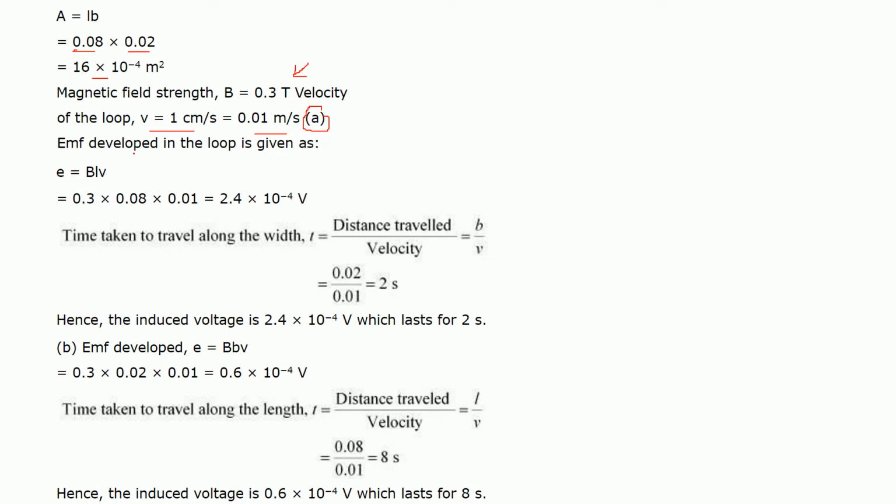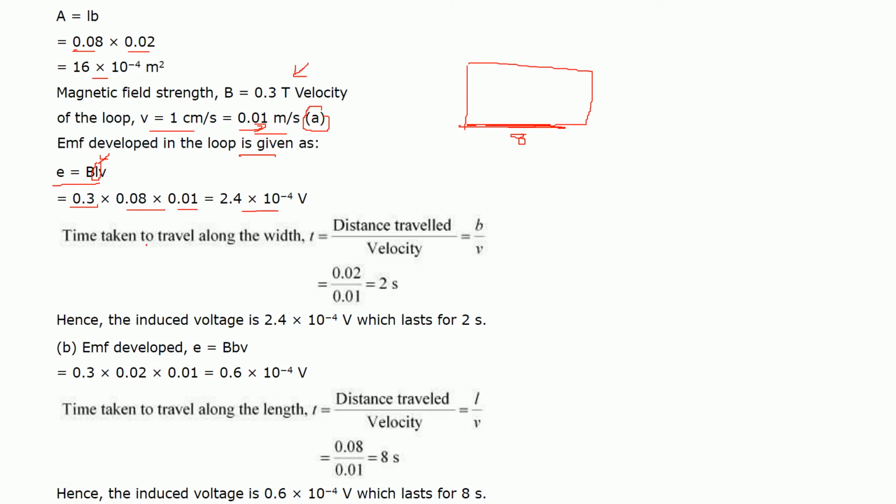So the EMF which is developed in the loop here, the length B L E equals B L V. In this, B will take 0.3, but L will take as 0.08, because now the first part is about this length. So B into L into V, V is already we have taken, so this will be the value. This is the induced EMF which is developed.